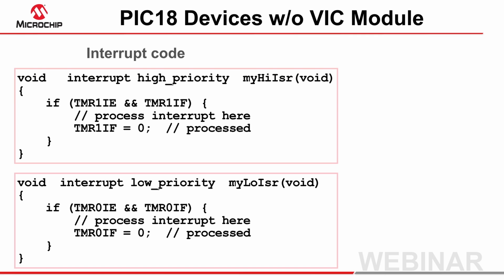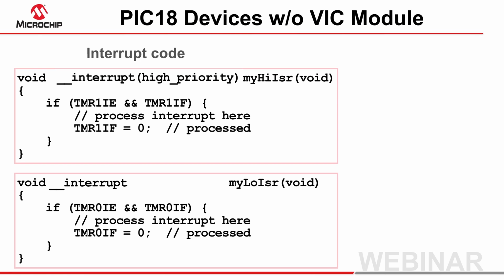The function should take no parameters and return no value. You can use the interrupt keyword and the low priority or high priority keywords. Or you can use the __interrupt specifier with the priority specified as an argument. Each function will handle all the interrupt sources matching its priority, so the interrupt code needs to check for the interrupt source as we saw in the previous slide.